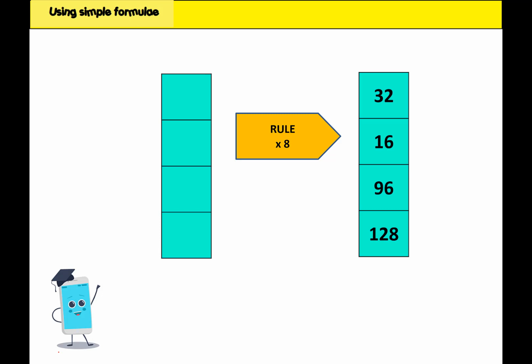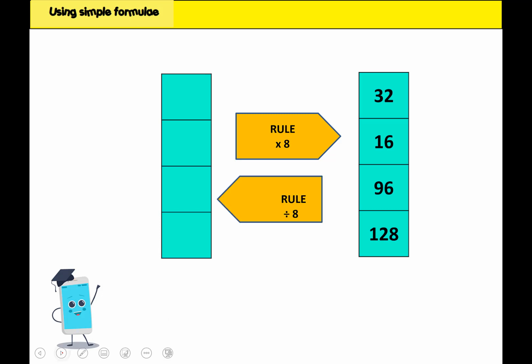In this next example, we've got our rule and we've got our end value. We don't have our start value. So we need to find out what was the value before we multiplied by 8. To do this, we need to undo the rule. We need to reverse it. And the correct mathematical terminology for that is we need to use the inverse.